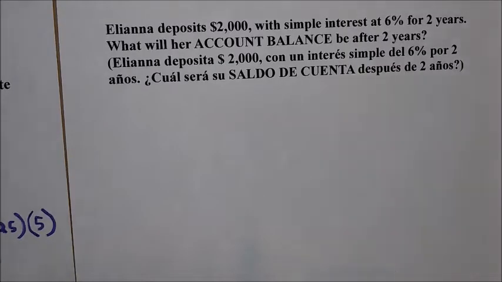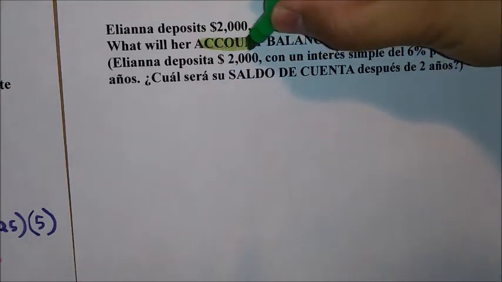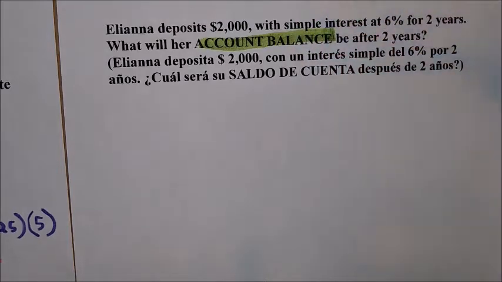Now let's try something a little bit different. It says Eliana deposits $2,000 with a simple interest at 6% for 2 years. What will her account balance be after 2 years? Well, it wants to know what her total balance is going to be. In other words, how much total money will she have?